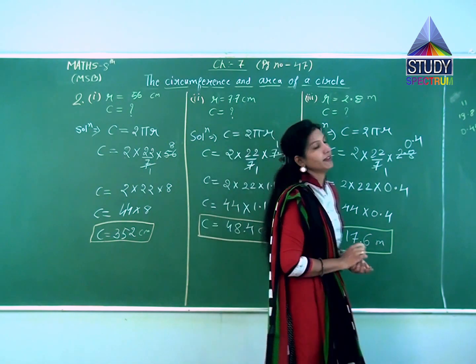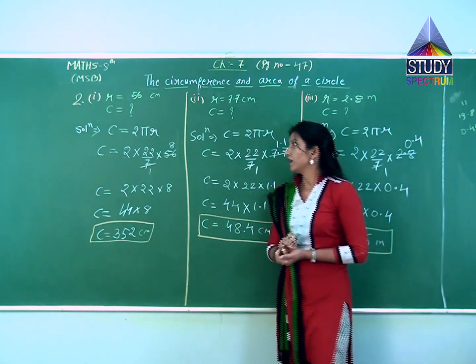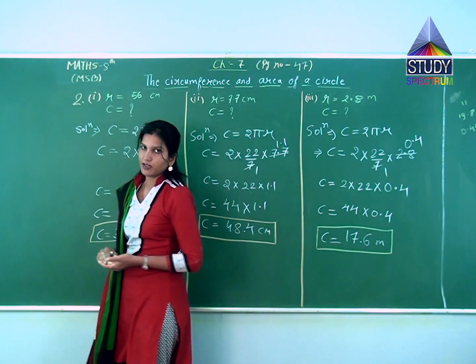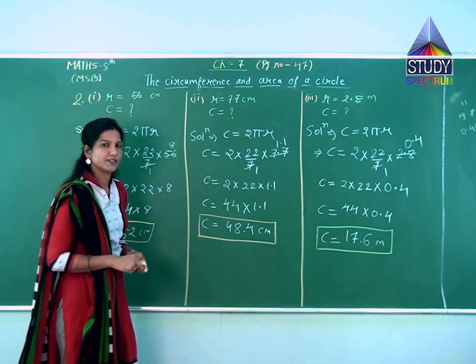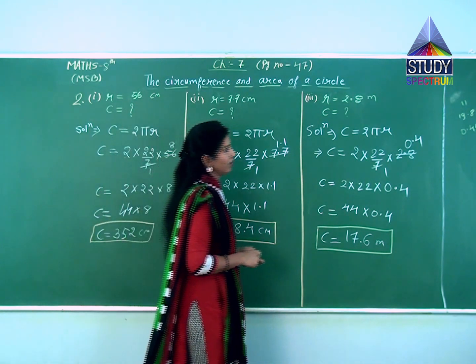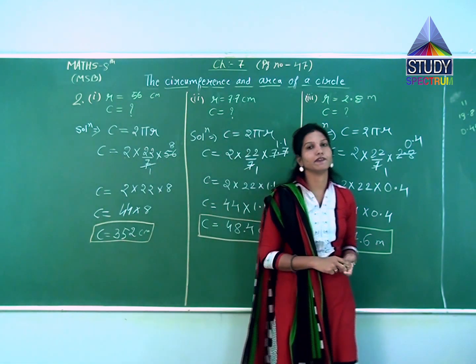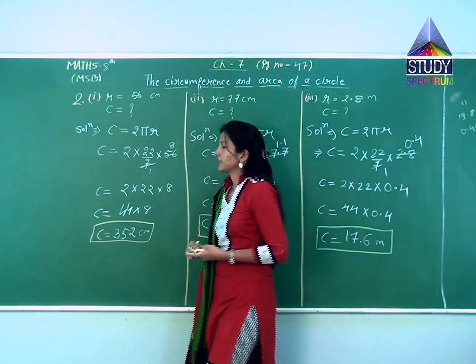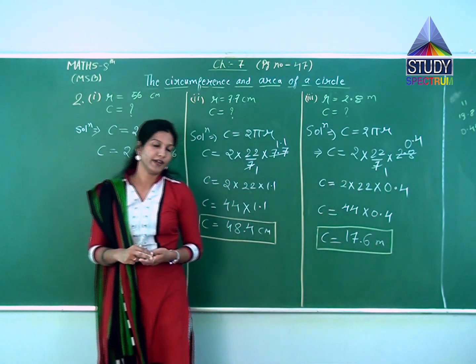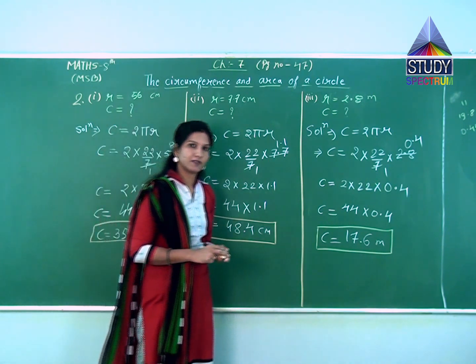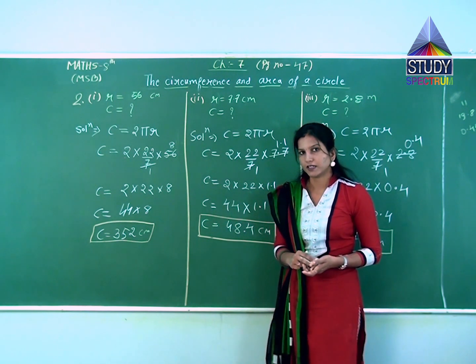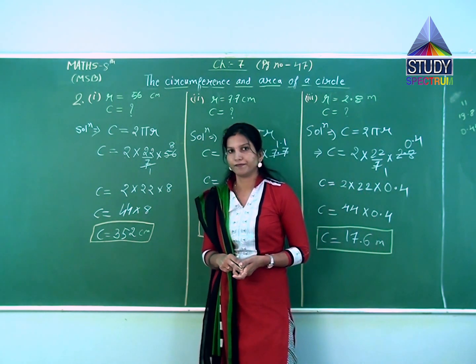So students, in these questions what have you learned? We have learned to find out the circumference of a circle if the radius of the circle is given. In all the three parts, we had given the radius of the circle and we had to find out the circumference of the circle. Now it is a very simple task for us, if radius is given, then to find the circumference of the circle.